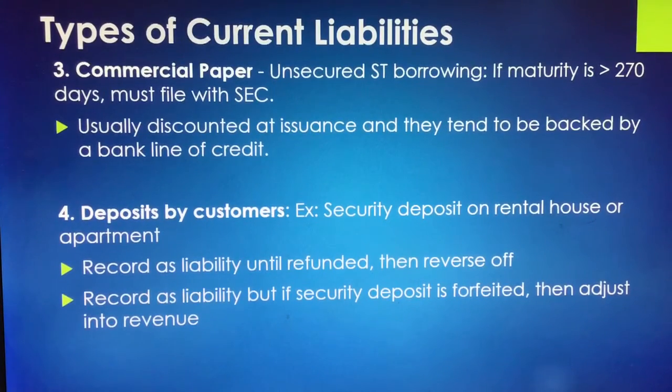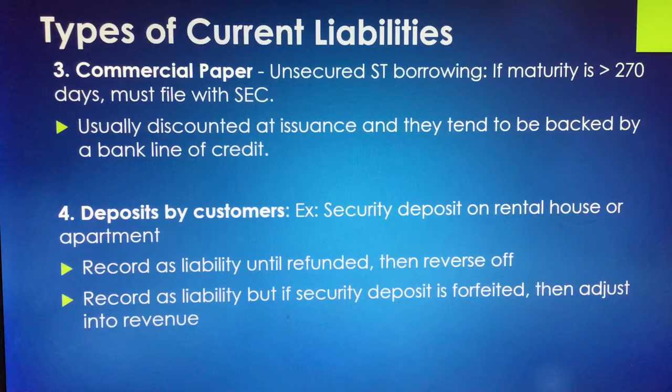This is the third in the series of notes on current liabilities. We pick up with commercial paper, which is a form of unsecured short-term borrowing, meaning there is no specific collateral tied to it, so it's really just the good faith and credit of the corporation standing behind this as security on this kind of borrowing.